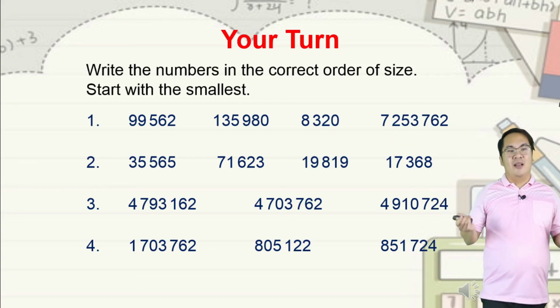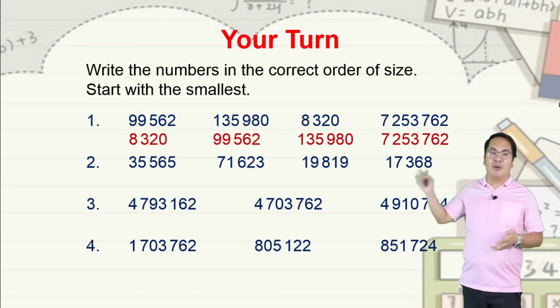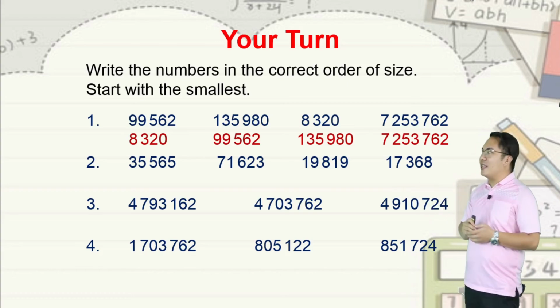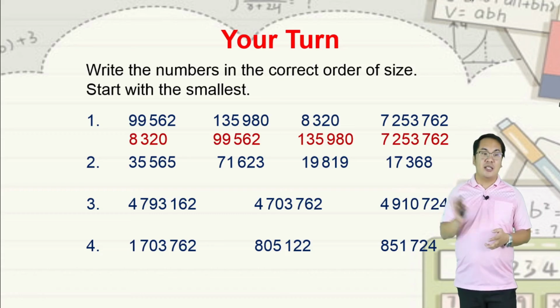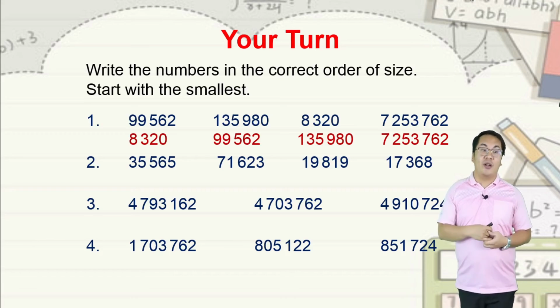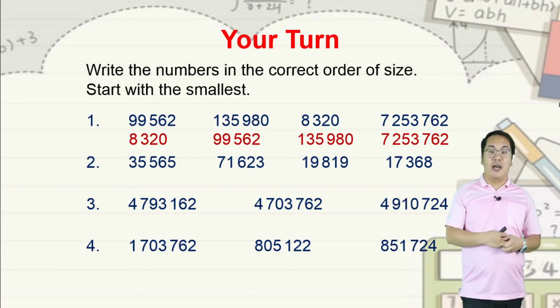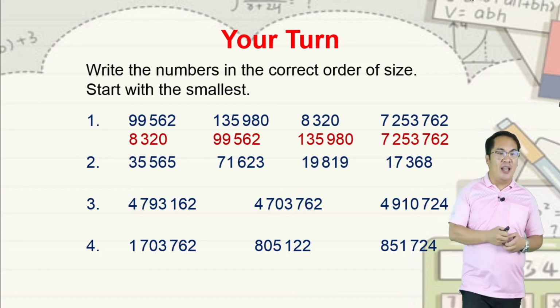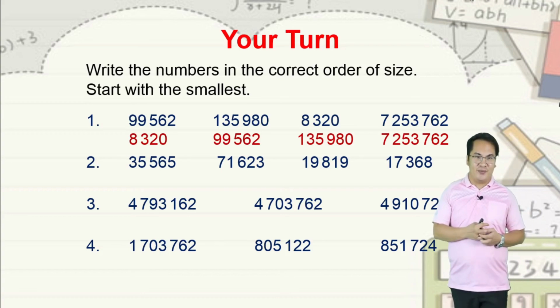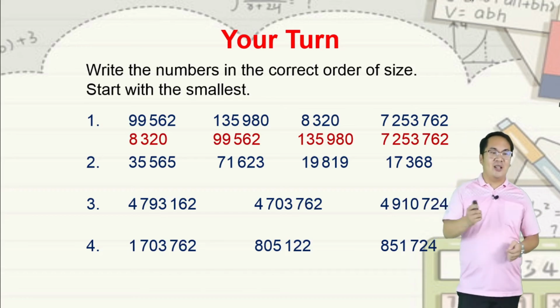All right. So I have here the sets of numbers, and this is in the red lines. Is this what you call the right answer? The smallest number here is 8,320, followed by 99,562, and followed by 135,980. And the biggest here is the 7,253,762. There you go.